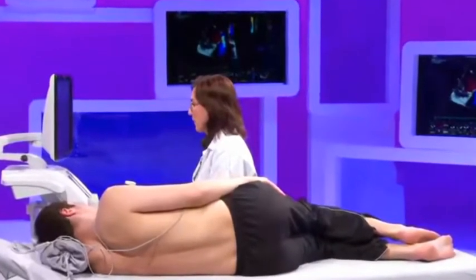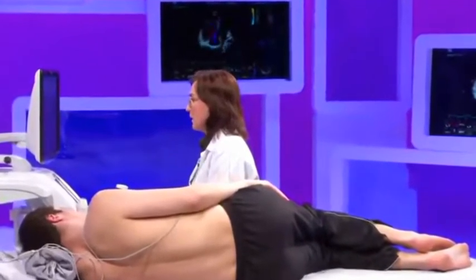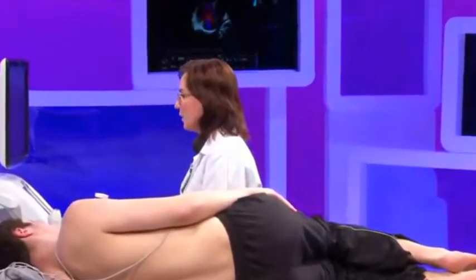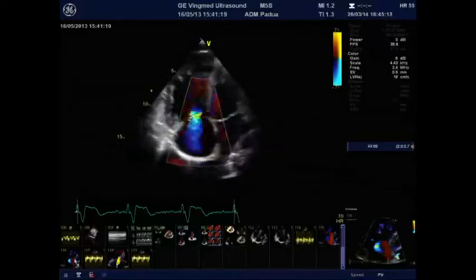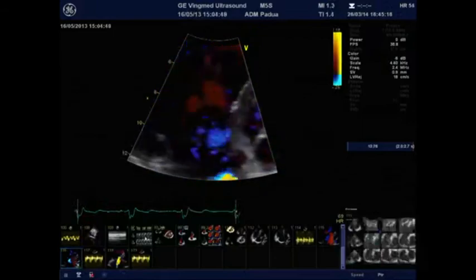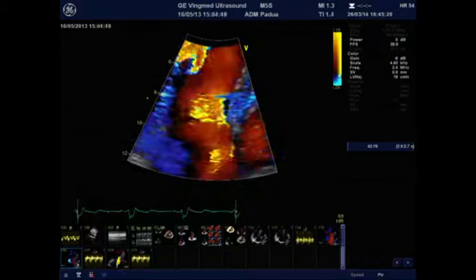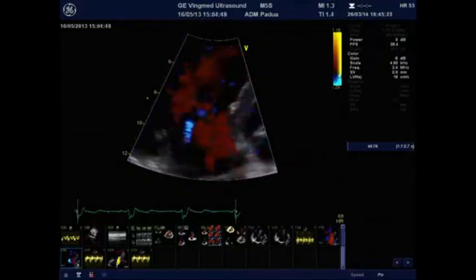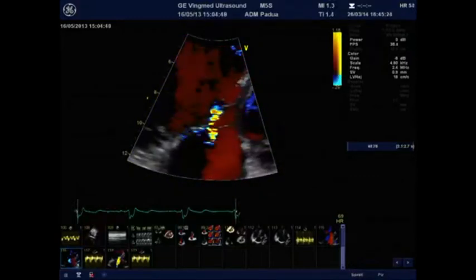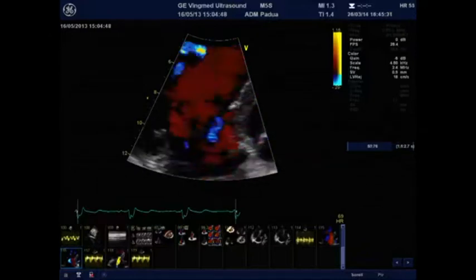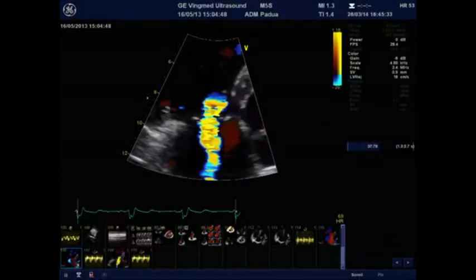However, for the PISA method, you need to take a dedicated view of the valve, to decrease the Nyquist limit around 28, 29, and then to freeze the color and to search for a representative PISA. There are several cycles acquired.